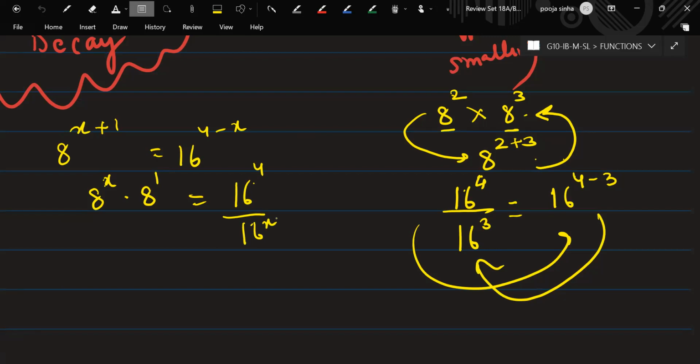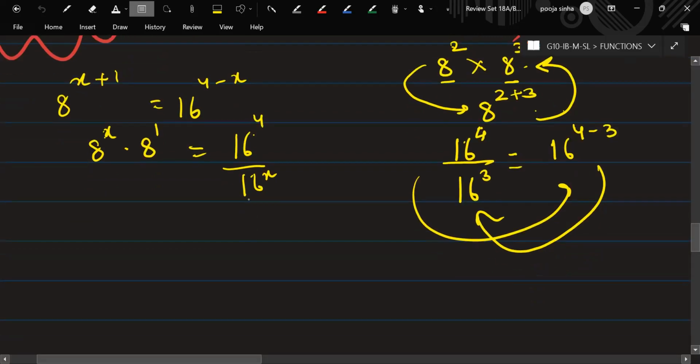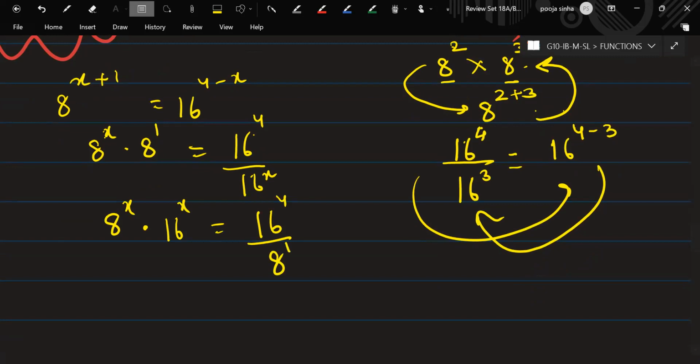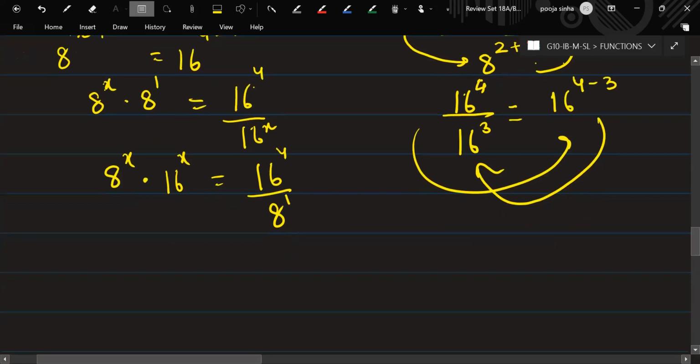Now let's do it like algebra. 8 raised to power x multiplied by 16 raised to power x equals 16 raised to power 4 divided by 8 raised to power 1. Did you understand what I've just done? I switched them. And can I do that? Yes, because they are in multiplication and division, no addition or subtraction. You can't do it with addition, subtraction. If suppose there is something like x square plus 2x, now there's a plus sign, so I cannot do anything here.